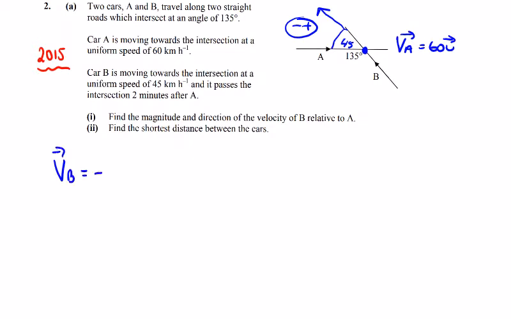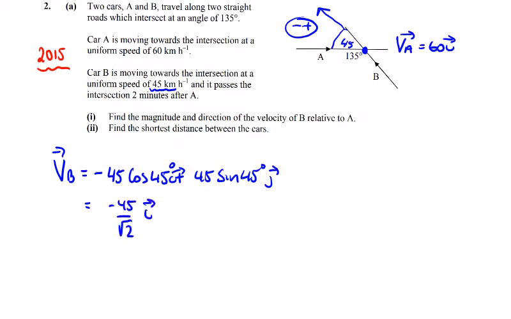is equal to negative 45 by the cos of the angle, and plus 45 by the sine of the angle, in the I direction and in the J direction. Cos of 45 is 1 over root 2, so we get minus 45 over root 2 in the I direction plus 45 over root 2 in the J direction. The velocity of B. We were asked for the magnitude and direction of the velocity of B relative to A.